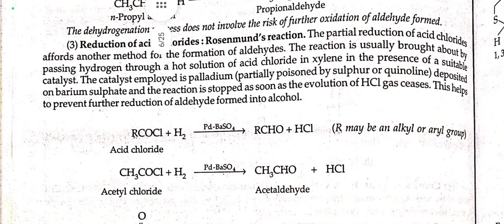Third is reduction of acid chloride, which is Rosenmund reaction. The partial reduction of acid chloride affords another method for the formation of aldehydes. The reaction is usually brought about by passing hydrogen through a hot solution of acid chloride in xylene in the presence of a suitable catalyst. The catalyst employed is palladium deposited on barium sulfate and the reaction is stopped as soon as the evolution of HCl gas ceases. This helps to prevent further reduction of aldehyde into alcohol.